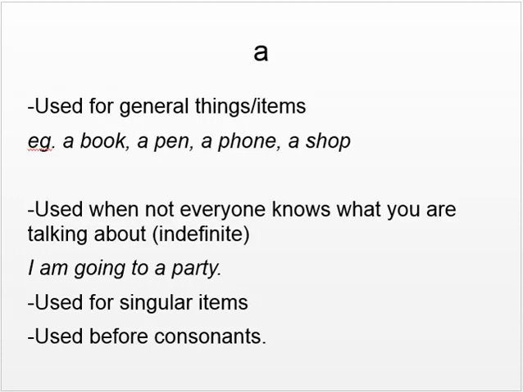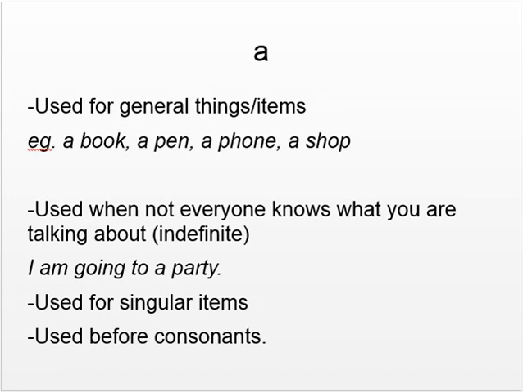And if I say that I'm going to a shop, it means that I'm going to a random shop. I may not be sure what shop I'm going to, or I have decided not to tell you what shop I'm going to. Okay, so we use a when not everybody or not everyone knows what you are talking about. Indefinite. I am going to a party. So I could also say this by asking you, are you going to a party?